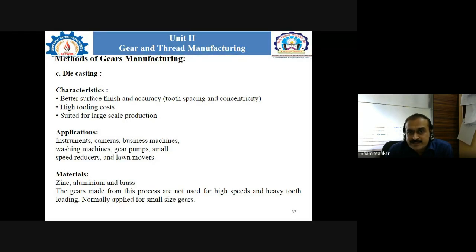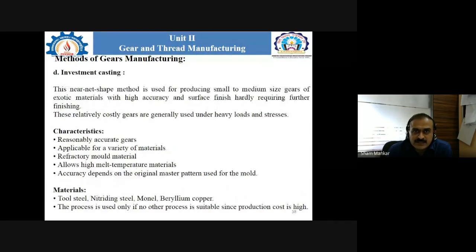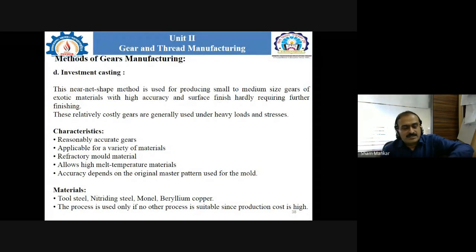So when we consider the process, we get better surface finish and accuracy related to the tooth spacing and the concentricity of the gear compared to the sand casting process. Okay, so this is the third process we normally consider for making the gear under casting. The next one is the investment casting process.